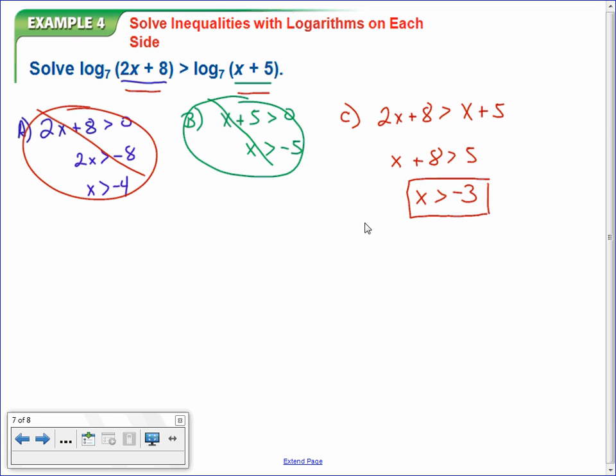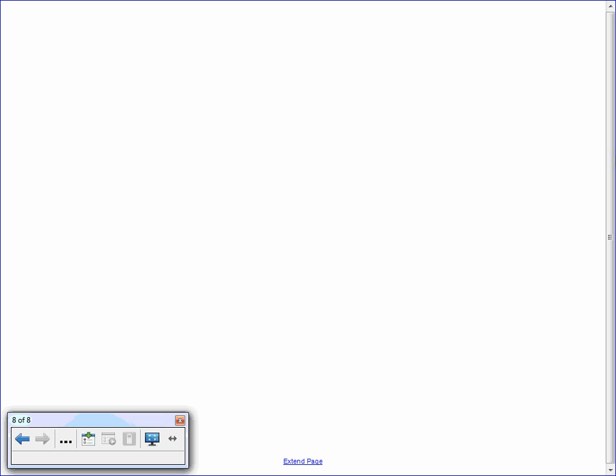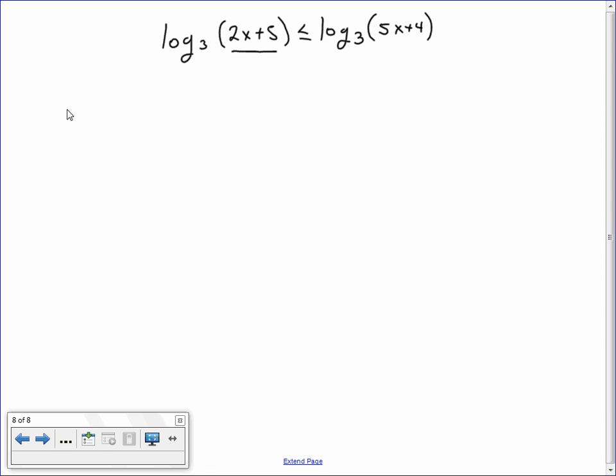Okay? Now one more thing. I'm going to make one up here. Log base 3, 2x plus 5 is less than or equal to log base 3 of 5x plus 4. Just making this up. Just like we did before, let's look at this first part. I know that 2x plus 5 has to be greater than 0. So 2x has to be greater than negative 5. So x has to be greater than negative 5 over 2.